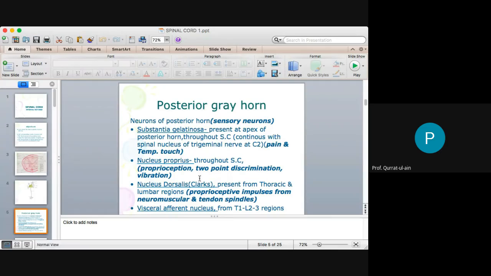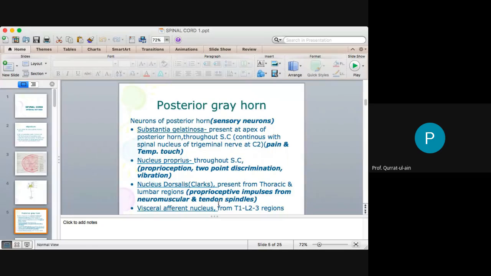When touch or two-point discrimination is carried out, what is the type of neuron receiving this information? Pain, temperature, and touch are received by the substantia gelatinosa. The nucleus proprius is also present throughout the spinal cord. It takes two-point discrimination, proprioception, and vibration sense. And the nucleus dorsalis, or Clark's neurons, these are the two names, are present in the thoracic and lumbar region and carry the proprioceptive impulses from the muscle spindle.